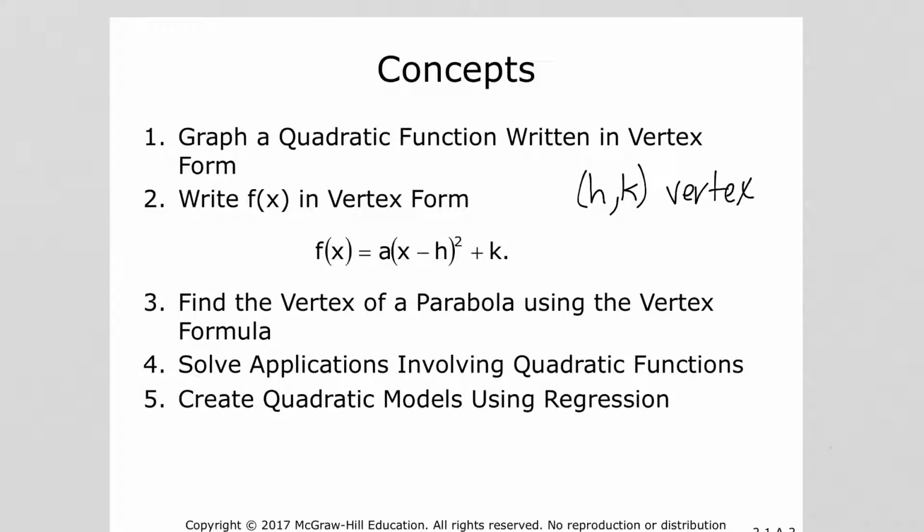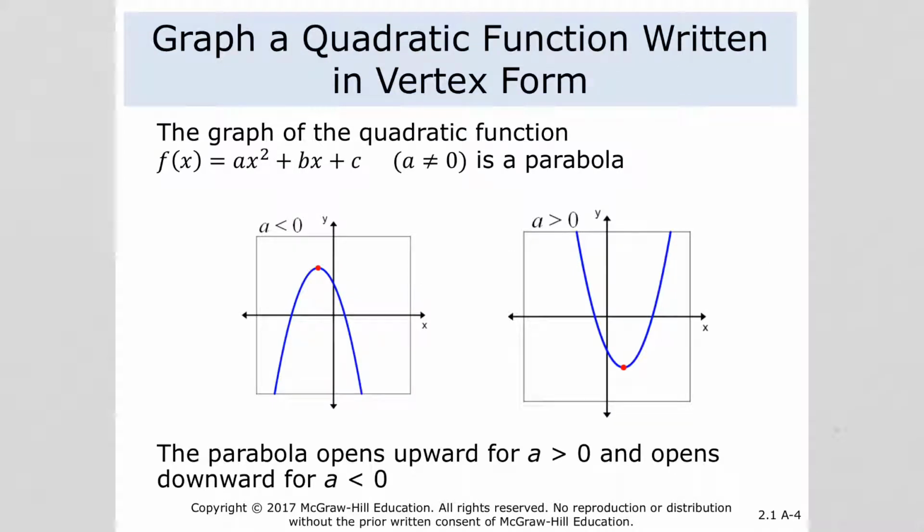Then the axis of symmetry will be just x equals h. Okay? So those are the two things that we can easily find out from vertex form of a quadratic formula or quadratic equation.